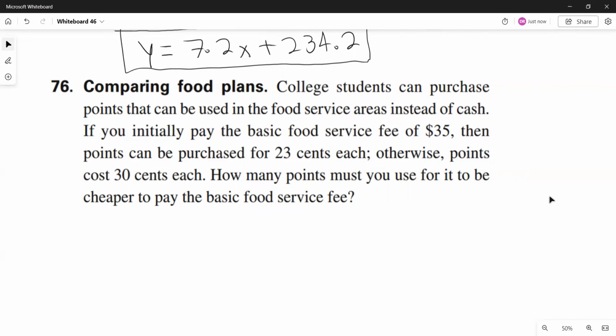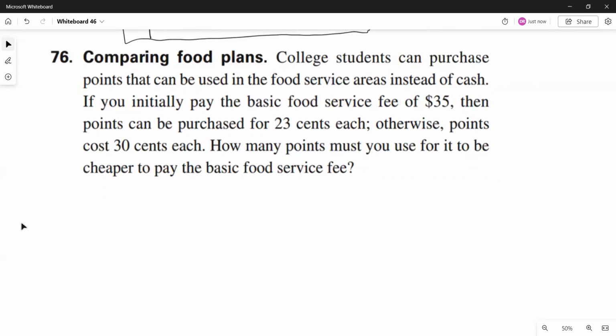So if you're using the food services often, it is going to be more convenient to pay for the basic food service fee or to purchase the basic plan. Otherwise, if you're going every once in a while, don't purchase the plan. Okay, so we have two plans. Plan one is that you pay a basic food service fee of 35, and then points can be purchased for 23 cents each. Otherwise, points cost 30 cents each.